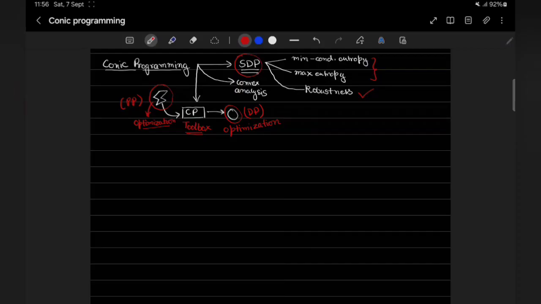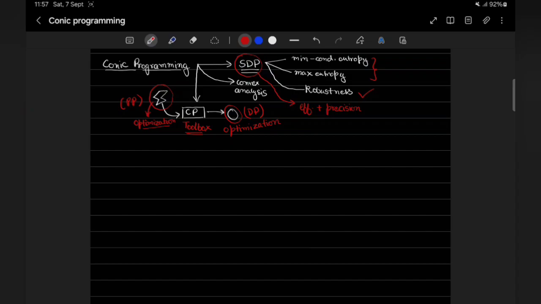These semi-definite programs, I must also say, can be solved with reasonable efficiency and precision on classical computers. So you can classically solve these problems. With this little motivation, we start the idea of a conic program.